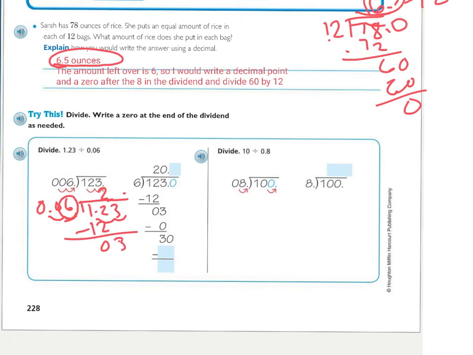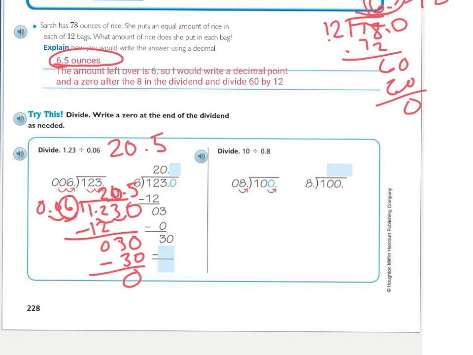6 can't go into 3, so I'm going to add a 0, right? Got to put my 0 there because 6 can't go into 3. Now I'm going to add a 0 here, and I'm going to bring it down. 6 can go into 30, and it goes in 5 times. 5 times 6 is 30. So I get nothing left over, so my answer is 20.5. Some people get tricked and forget to put this 0 here, and it's a really important 0 because 2 and 5/10 is very different than 20 and 5/10, right?